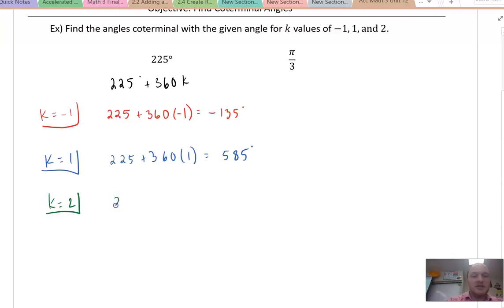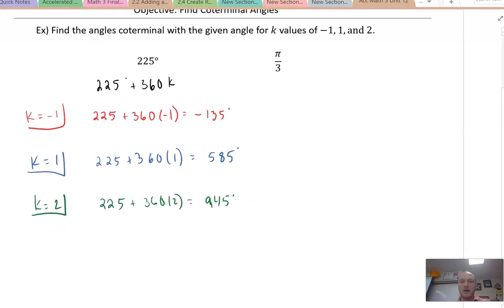Okay, what if k is 2? Same story. I'm going to take 225 degrees, and this time add 360 times 2, which gives us 720, which is 945 degrees.